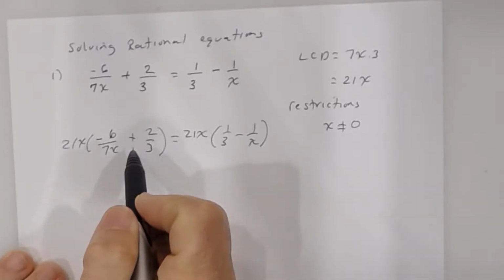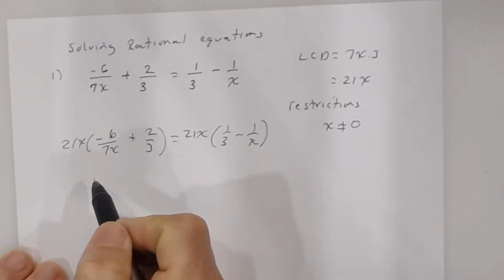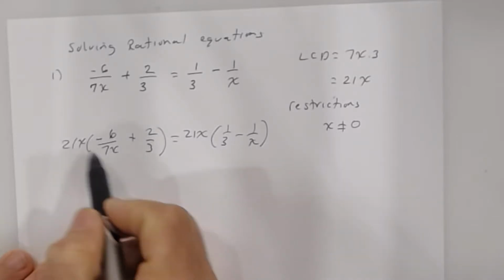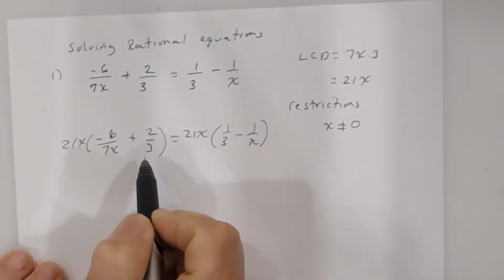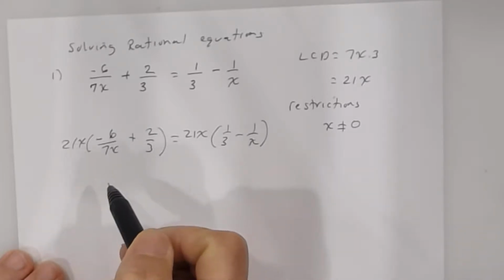You're not distributing a 3. You have to distribute a what? 21x. Because 3 is not being multiplied by 2/3. What's being multiplied by 2/3? 21x. So you don't reduce at this point, you distribute at this point.